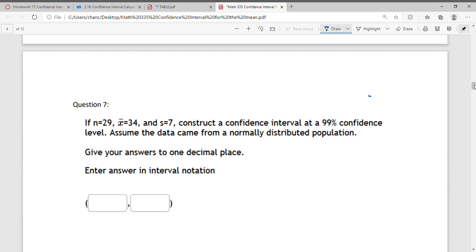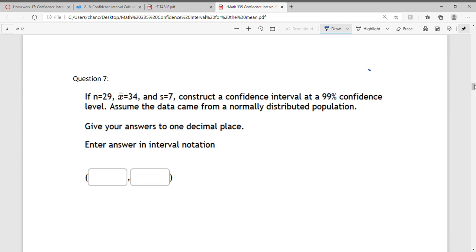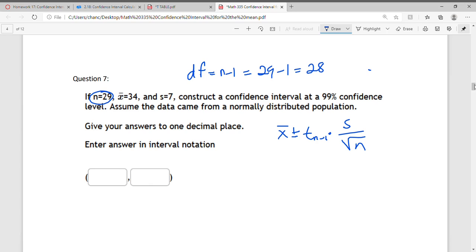Question 7. If n equals 29, x bar equals 34, and s equals 7, construct a confidence interval at a 99% confidence level. Assume the data came from a normally distributed population. Give your answers to one decimal place. We will use the formula x bar plus or minus t sub n minus 1 times s over the square root of n. Now, the degrees of freedom is equal to n minus 1, and in our case, it's 29 minus 1, and that's equal to 28. Since the degrees of freedom is less than 1,000, we're going to use this formula with the t in it. If this was greater than or equal to 1,000, we always use the formula with the z in it.